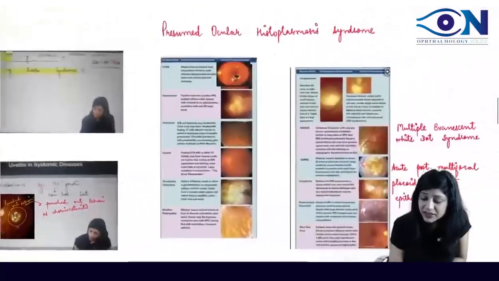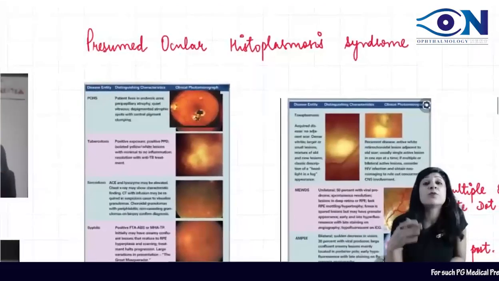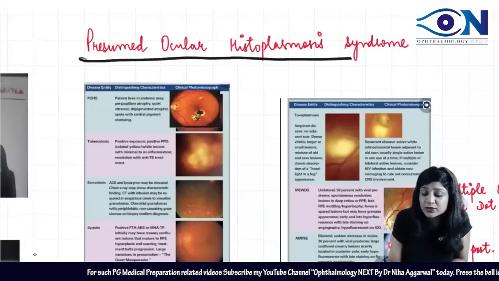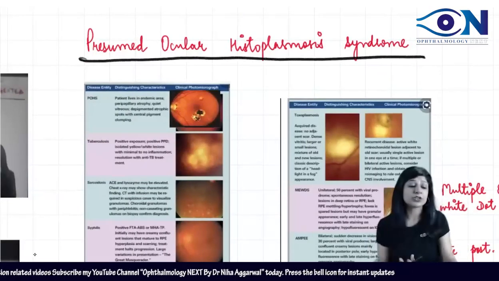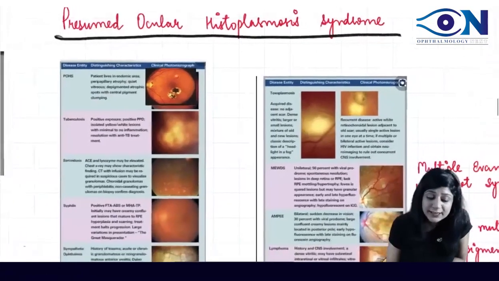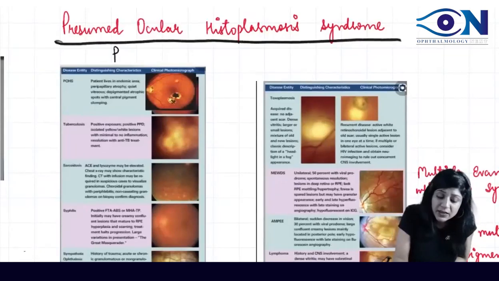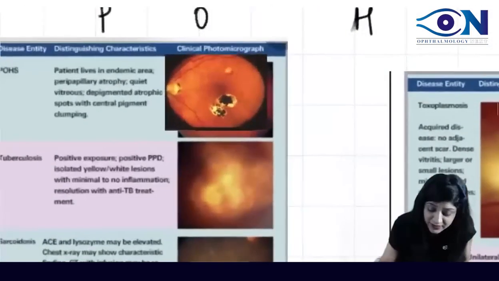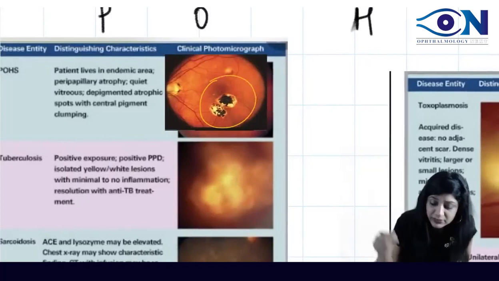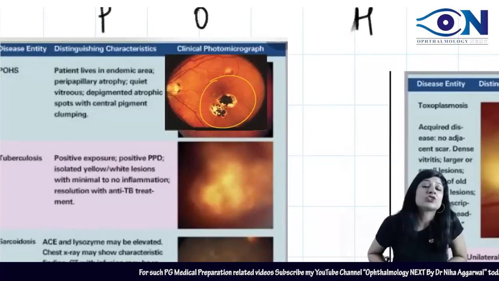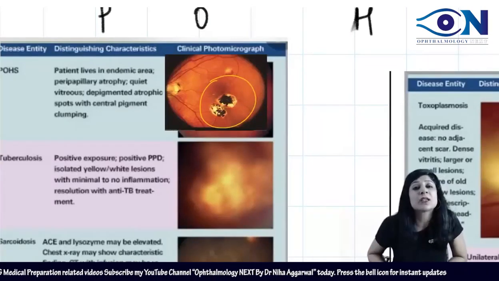Now see the other things also. Basically, the most important cause where you get this punched out lesion is the presumed ocular histoplasmosis syndrome. We have to learn it for the future, because this is not something which is usually asked and we are usually covering. This is POHS, presumed ocular histoplasmosis syndrome. There you are getting a very typical punched out lesion. So apart from toxoplasmosis, another cause where you get a punched out lesion is presumed ocular histoplasmosis syndrome.